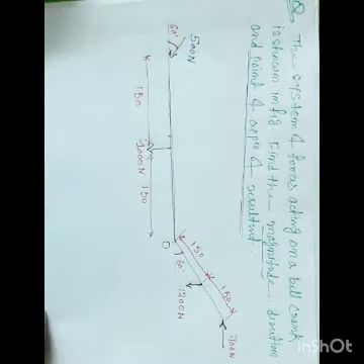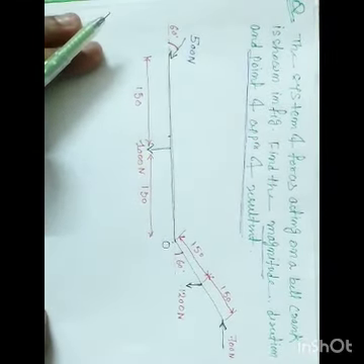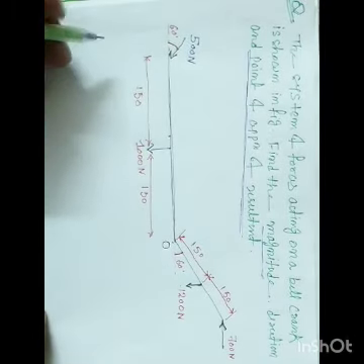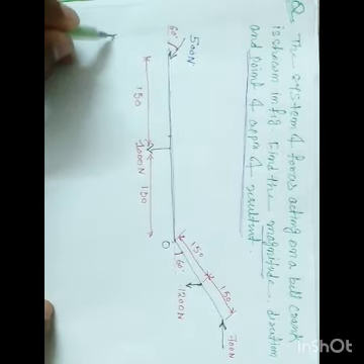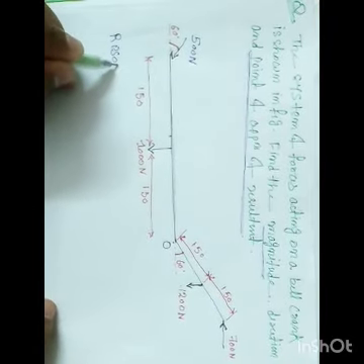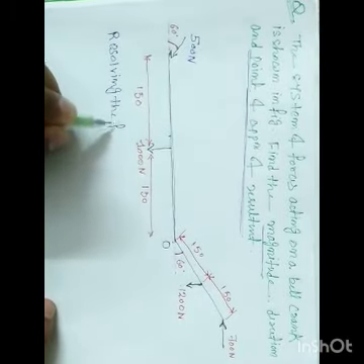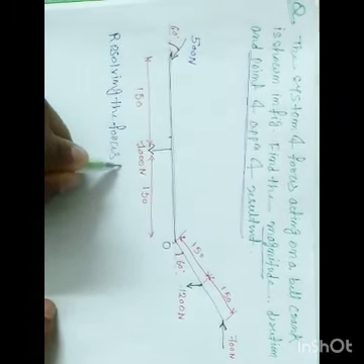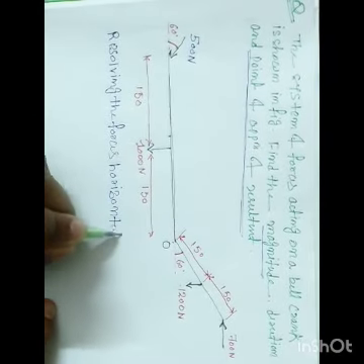So first of all, we have to find out the magnitude. For finding the magnitude, simply R is equal to root over of summation of Fx square plus summation of Fy square, right? So now you can say, resolving the forces horizontally, okay? Resolving the forces horizontally.